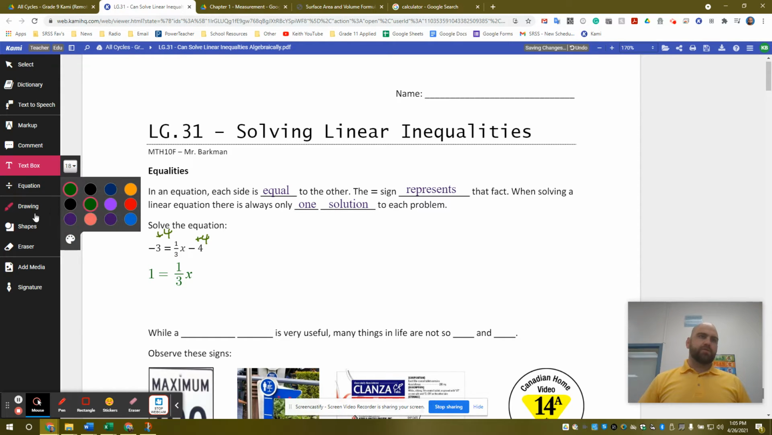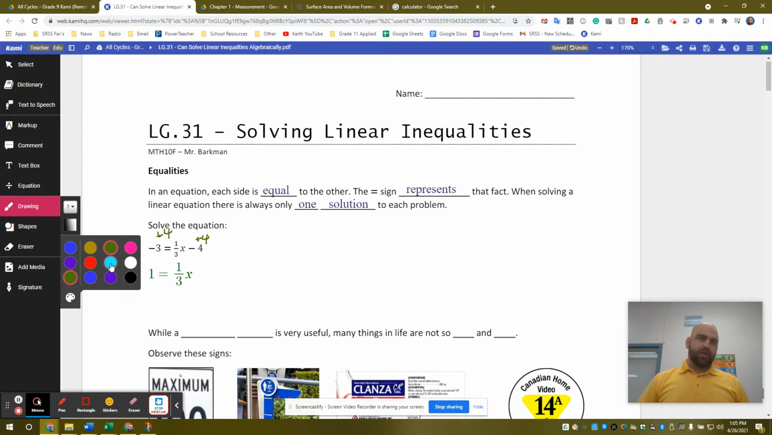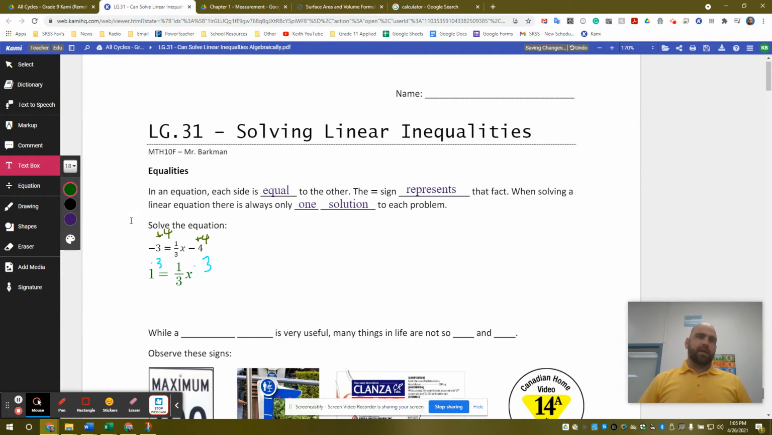We're trying to isolate our x value. We're going to multiply both sides by 3, and that's going to get x all by itself. So 1 times 3 is 3, and 1/3 times 3 is just 1, so that cancels out. So x is equal to 3. This is our one unique solution to this question here.